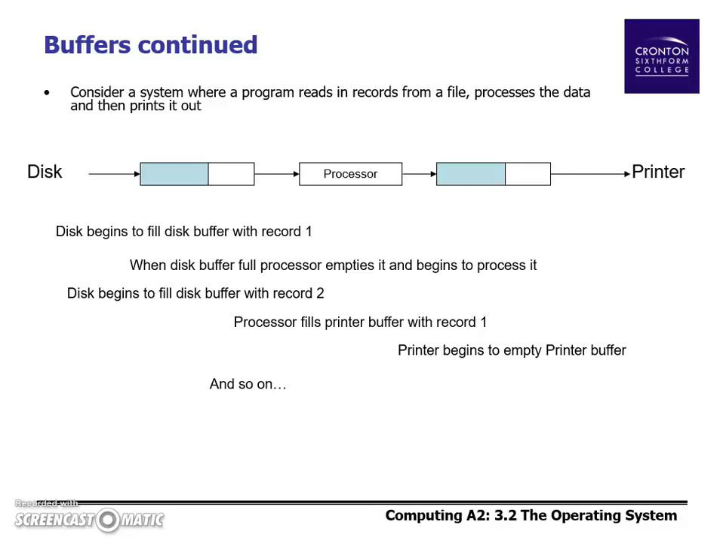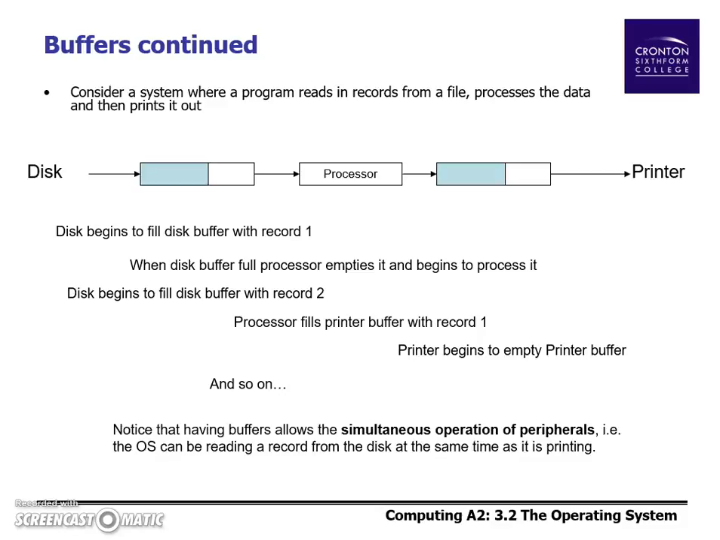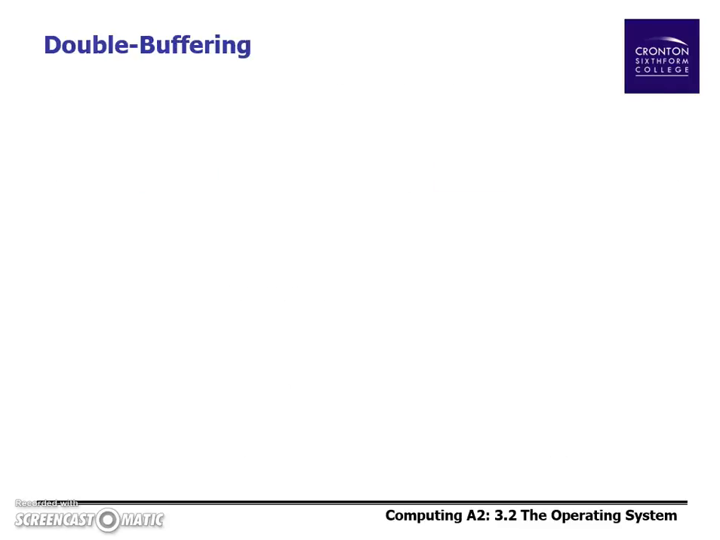So basically, the processor can carry out different jobs in the same time frame because the buffers are there to hold the data. Notice that having buffers allows the simultaneous operation of peripherals. Therefore, the operating system can be reading a record from a disk at the same time as it is printing.